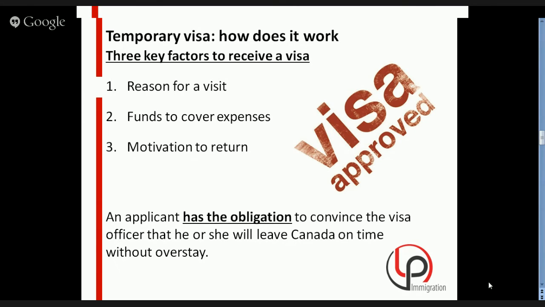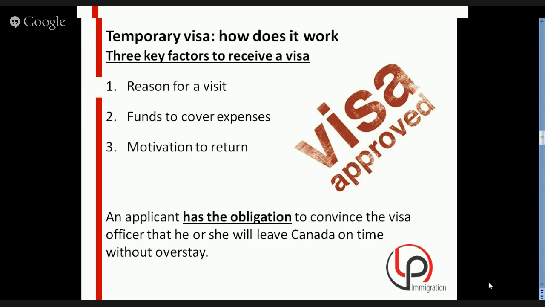Second, of course, the financial aspect. No application will be approved if an applicant fails to prove that he or she has sufficient funds to cover all expenses incurred with the trip, including flights to and from Canada.